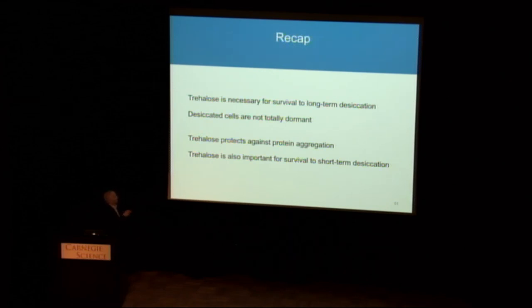What I won't have time to tell you about today is that we began to figure out what trehalose is doing. It's protecting against at least protein aggregation. And this helped us figure out why it's not required for short-term desiccation. It turns out that cells have a second way of preventing protein aggregation. They have machines that pull aggregates apart, and those machines, we think, remain active for a couple of days. So even though you don't have trehalose, you can solve the protein aggregation problem. But these machines require energy, and once cells run out of energy, that goes away. Trehalose keeps working because it's a little molecule that doesn't require anything.